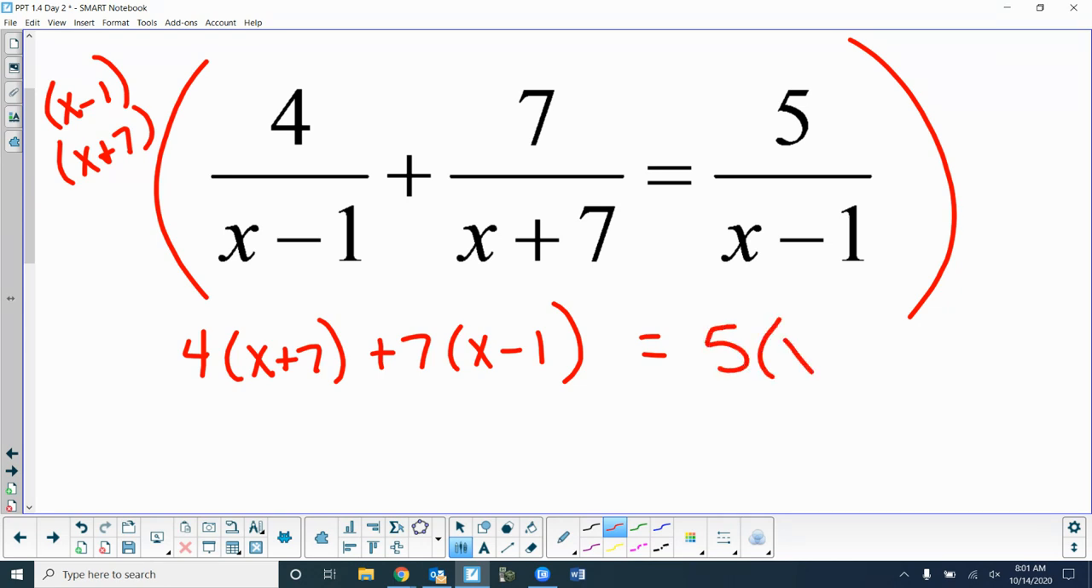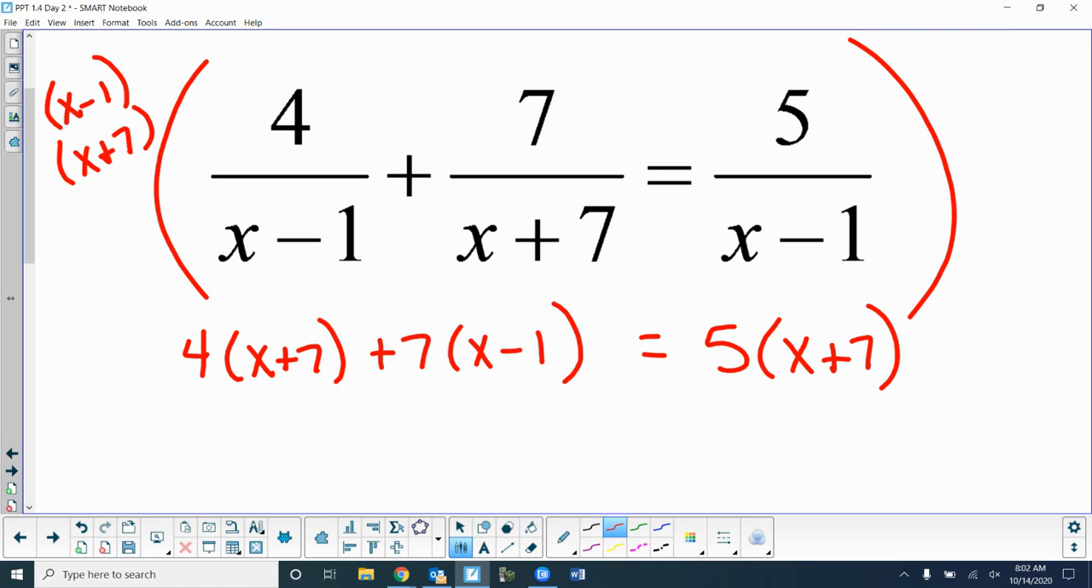So if you think about it, it's basically the numerator times the other denominator. So the 4 and the 5 went by the x plus 7, and the 7 went by the x minus 1. That gets rid of your fractions. So now it's an equation that you guys can handle a little bit easier.